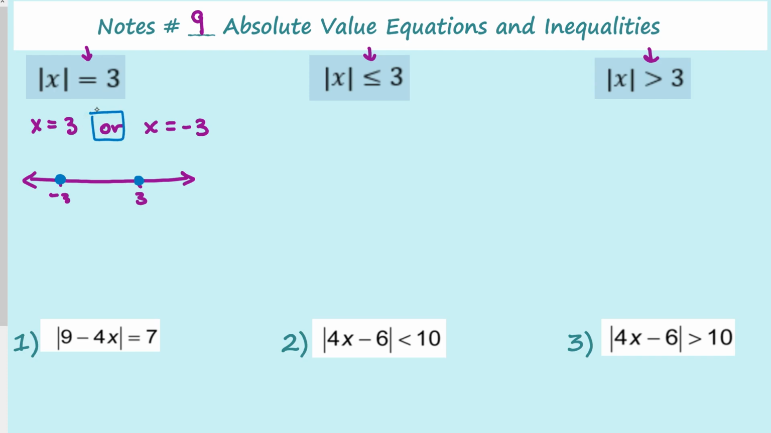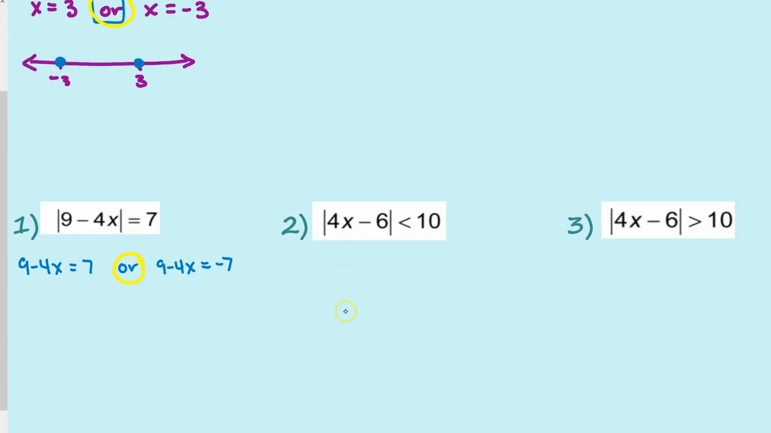So if we take a look at number 1, it says the absolute value of something equals 7. So then we're going to have something or something, just like in the previous one. We're going to have 9 minus 4x could be 7, or 9 minus 4x could be negative 7, because if you take the absolute value of negative 7, you get 7. So just like we saw above with or, anytime it's an absolute value equation, you're going to have or in between. And then you're going to solve each of the equations.